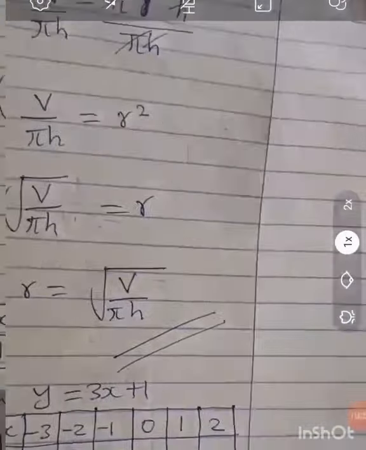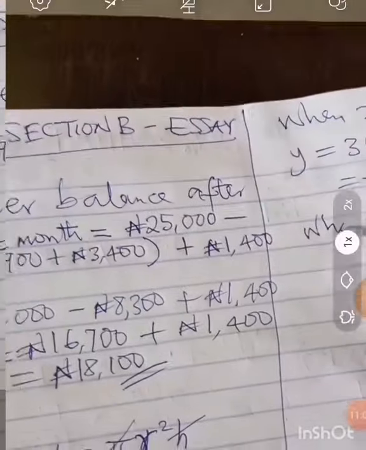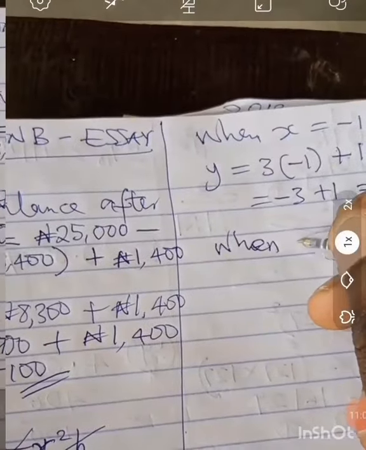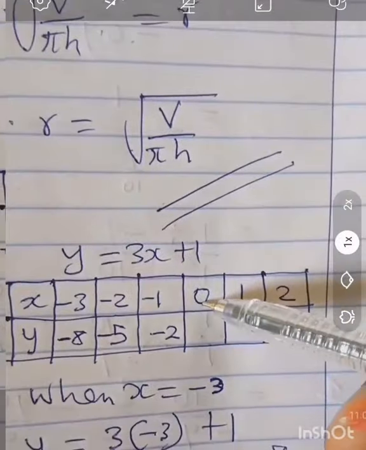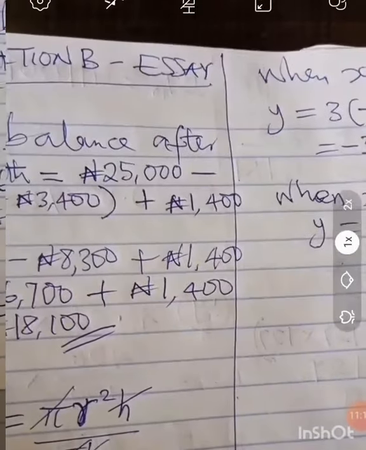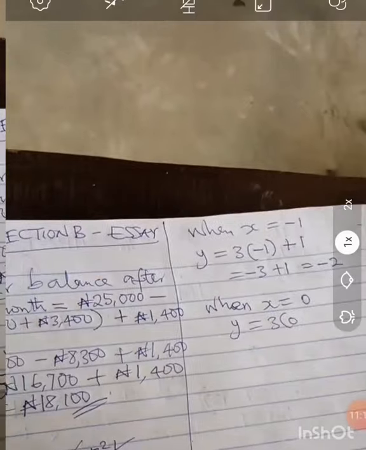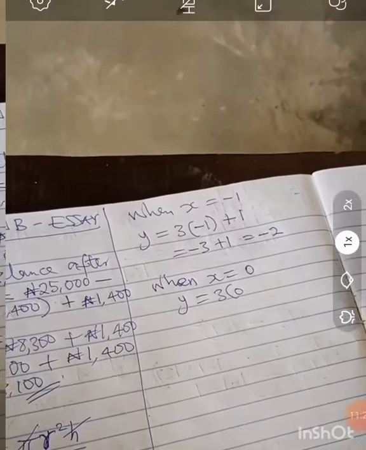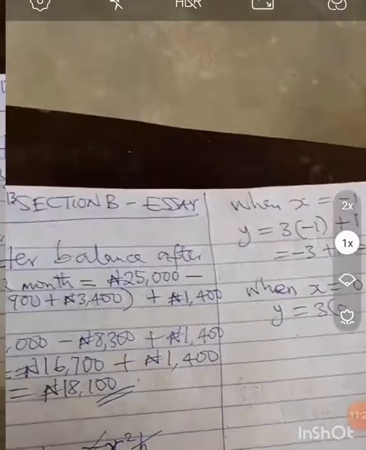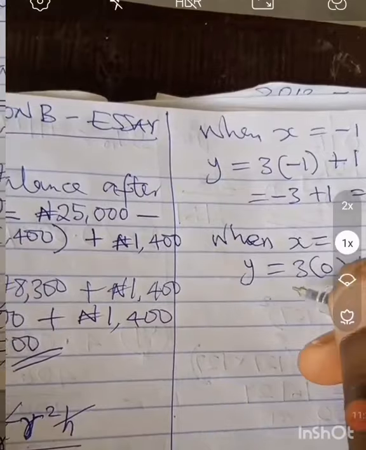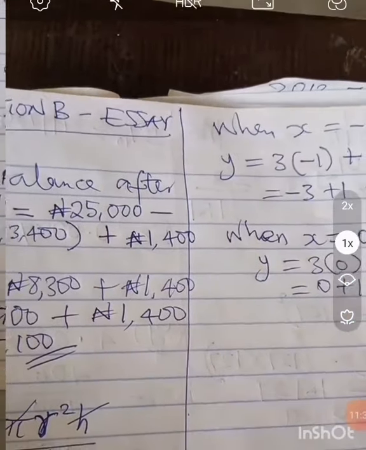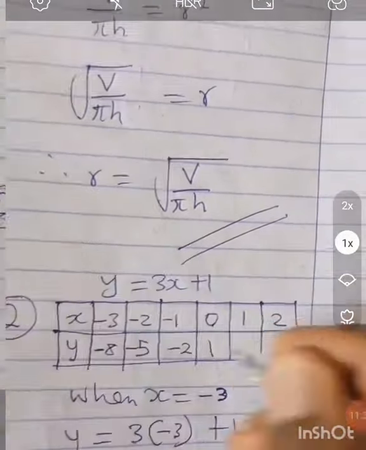Now the next question, when x is equal to 0. So when x equals 0, repeat the same thing. We have y equal to 3 times 0 plus 1. So 3 times 0 is 0, plus 1. 0 plus 1 is 1. So we come down here. Remember, always come down here and put your answer, 1.